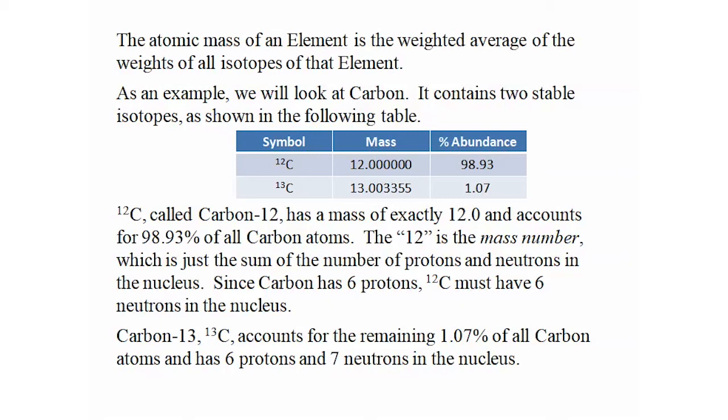The 12 in carbon-12 is the mass number, which is just the sum of the number of protons and neutrons in the nucleus. Since carbon has 6 protons, its atomic number is 6, then carbon-12 must have 6 neutrons in the nucleus. Conversely, carbon-13 accounts for the remaining 1.07% of all carbon atoms. Since it must contain 6 protons in order to be carbon, there must be 7 neutrons in the nucleus to give it a mass number of 13.